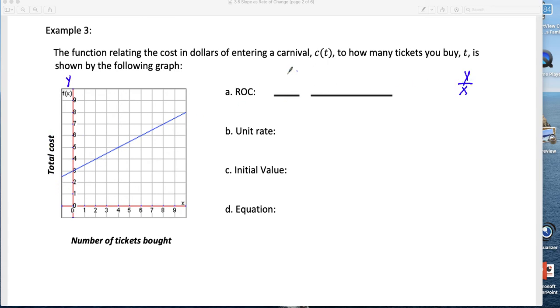So, total cost, we don't know where the carnival is. We don't know if they're spending euros or if they're spending yen or rupees or whatever they're spending it in. But since it doesn't say specifically, I'm going to go ahead and assume it's in dollars. So I'm going to put a dollar sign there to say that's my unit for cost. Okay, and the number of tickets bought is going to be what I have for x. It says right there it's x. So number of tickets.